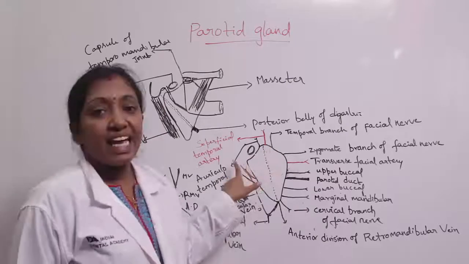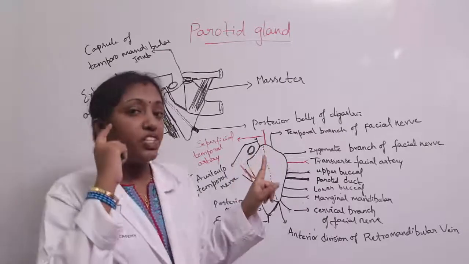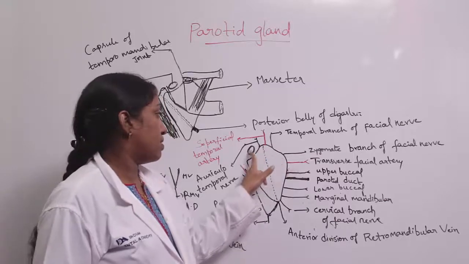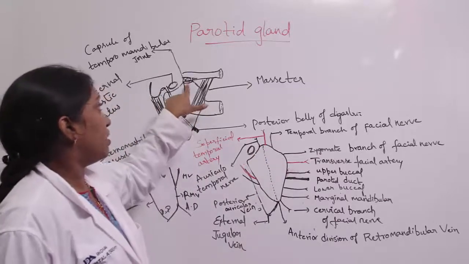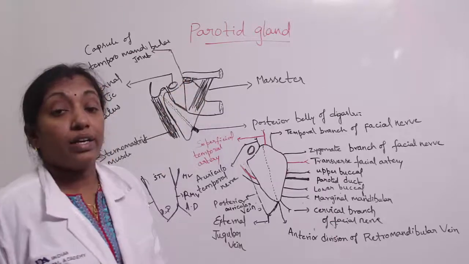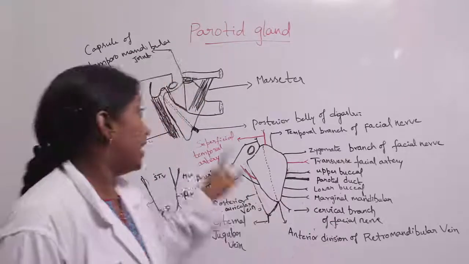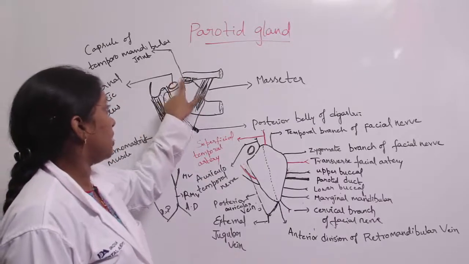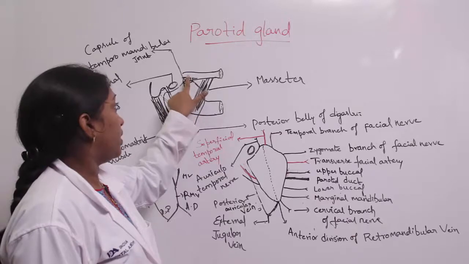So the base is concave in shape. It is shaped according to the external acoustic meatus. And coming to the base, it is related to the posterior part of the temporomandibular joint. It is related to the external acoustic meatus and also the capsule of the temporomandibular joint.